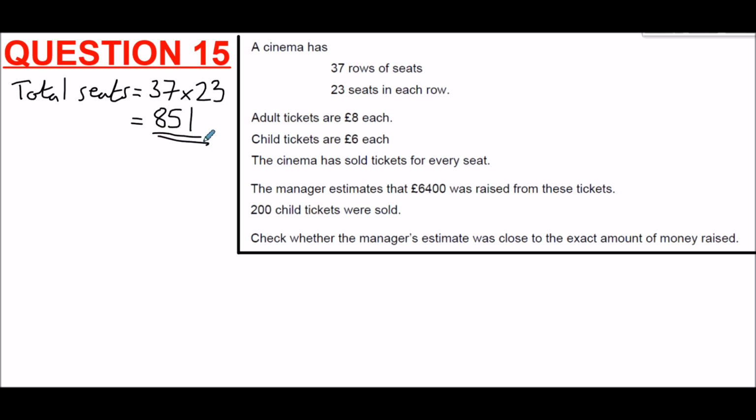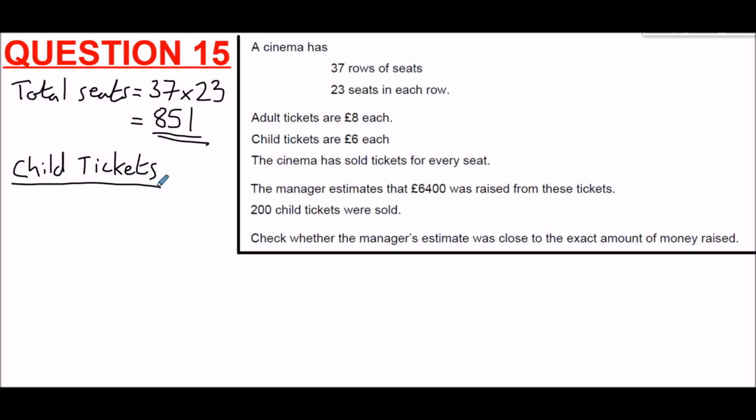So we've got some marks in the bag already. Adult and child tickets are sold. The cinema sold every ticket for every seat, so 851 tickets have been sold. The manager estimated that 6,400 was raised and 200 child tickets were sold. And so what we can do here is just think about it in terms of child tickets and adult tickets.